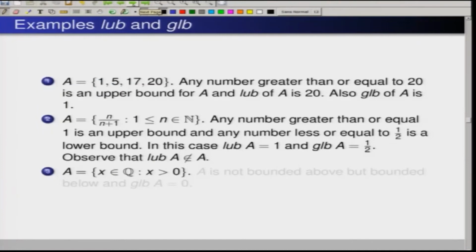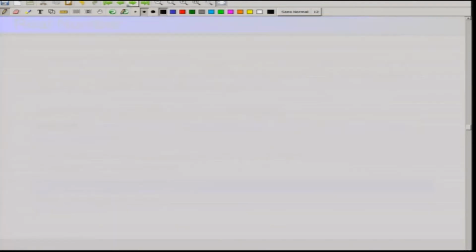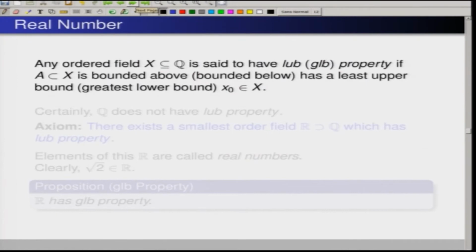Now, another example: if you take the set of all positive rationals, then A is not bounded above, however, A is bounded below. So, it can happen that a set A is bounded above but not bounded below, or bounded below but not bounded above. When A is both bounded below and bounded above, we say that the set A is bounded.